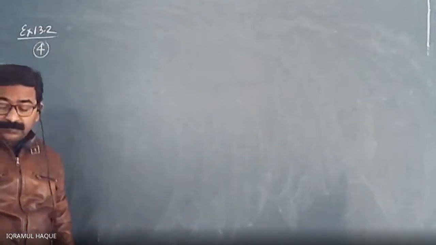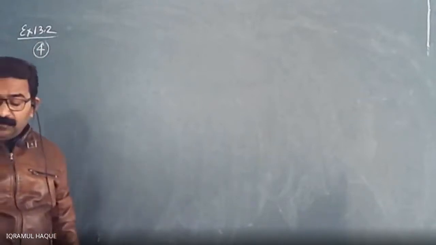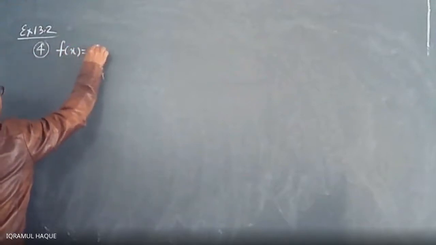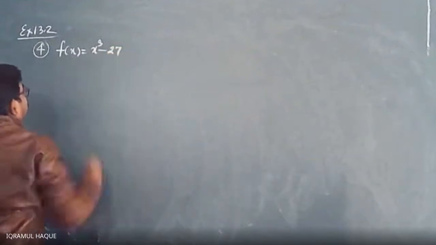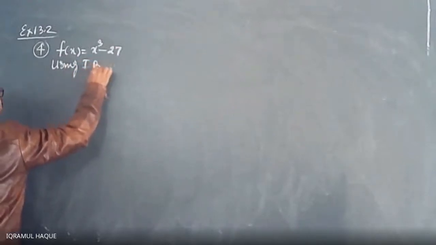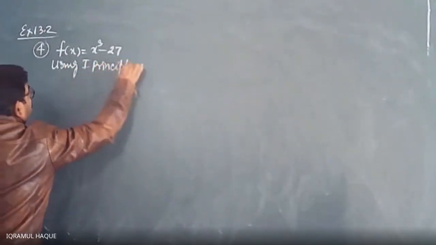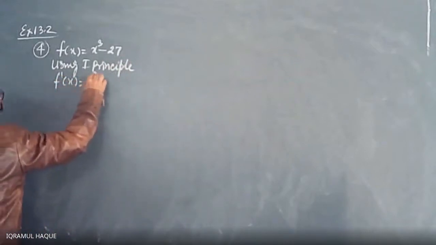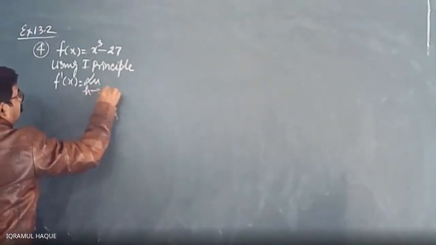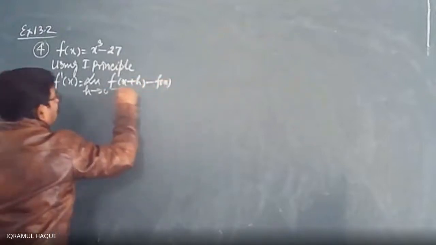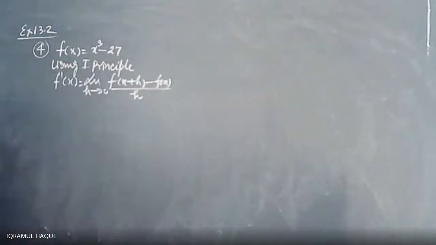Fourth question, find the derivative of the following functions from the first principle. We are given f(x) is equal to x cube minus 27. See, using first principle, f dash x is equal to limit h tends to 0 f(x plus h) minus f(x) upon h. This is the first principle.